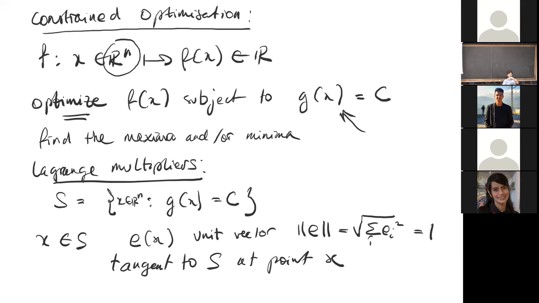Is it clear? Of course, there might be multiple tangents. So in 1D, for example, if I look at this point, there is a tangent here and a tangent here. There are two in this case. So in higher dimensions, there might be a whole family of vectors like this that are tangent to the point.